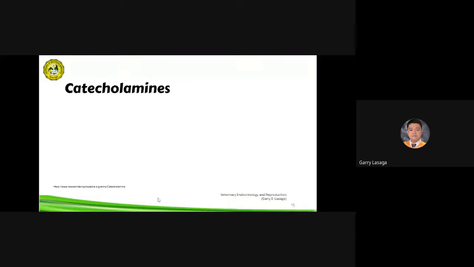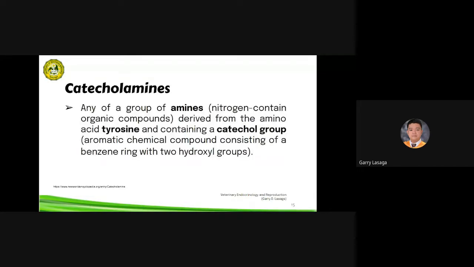For the synthesis of our catecholamines, so catecholamines are a group of amines that are derived from the amino acid tyrosine, and it contains the catechol group. So when we say catechol group, that is composed of a benzene ring with two hydroxyl groups, or OH. Amines are compounds that contain nitrogen in its chemical structure.